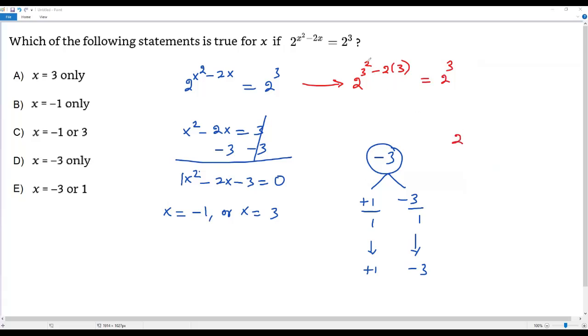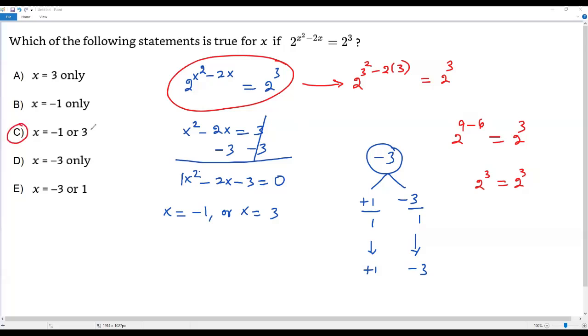Then we get 2 to the power, the value of 3 squared is 9, minus 2 times 3 is 6, equals 2 to the third power. So 2 to the power of 9 minus 6 is just 3, so 2 to the third power equals 2 to the third power. The value on the left side and the value on the right side are equal. So the second value of x, x equals 3, also satisfies this equation. We can accept both values, negative 1 and 3. So the solution for this exponential equation is x equals negative 1 or 3. We find x equals negative 1 or 3 in option C. So the correct answer choice for this question is option C.